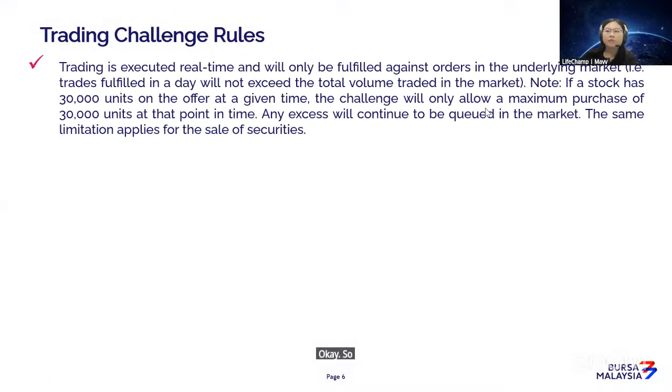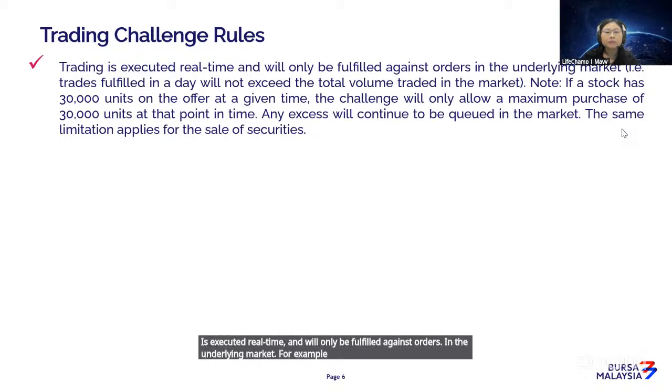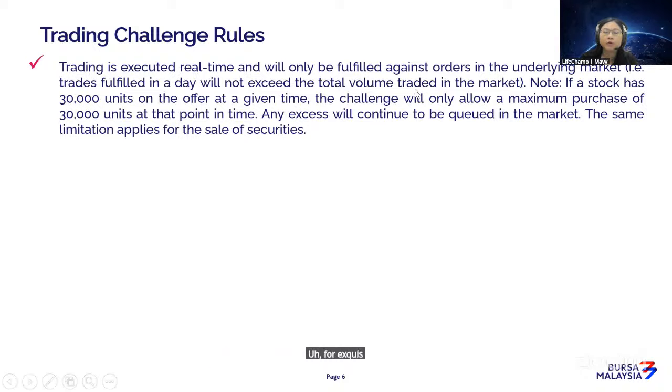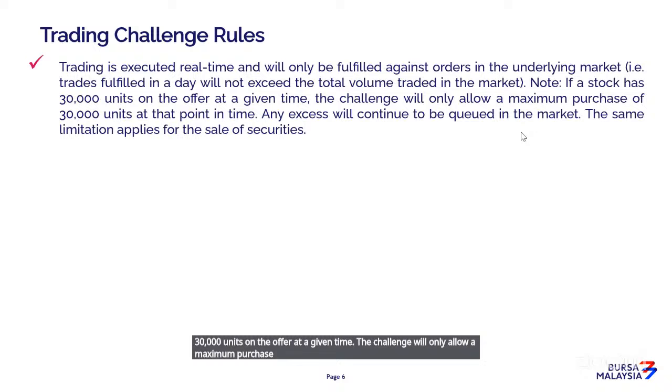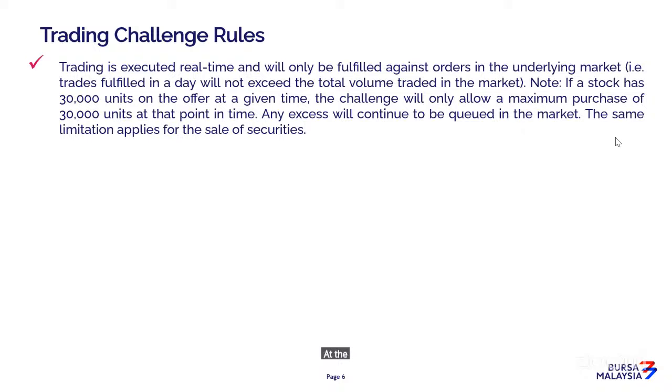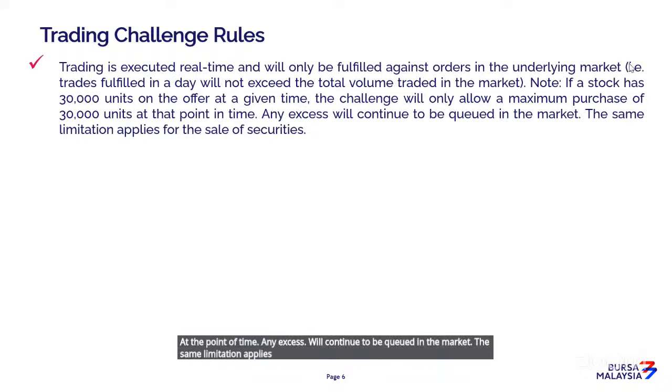So for the first rule, the trading is executed real time and will only be fulfilled against orders in the underlying market. For example, trades fulfilled in a day will not exceed a total volume traded in the market. Note, if a stock has 30,000 units on the offer at a given time, the challenge will only allow a maximum purchase of 30,000 units at the point of time. Any excess will continue to be queued in the market. The same limitation applies for the sale of securities.